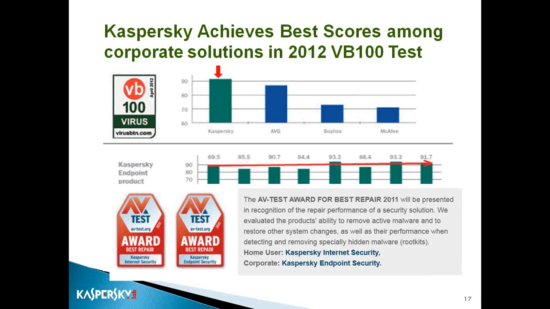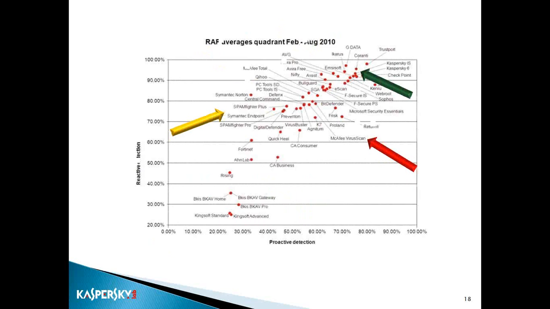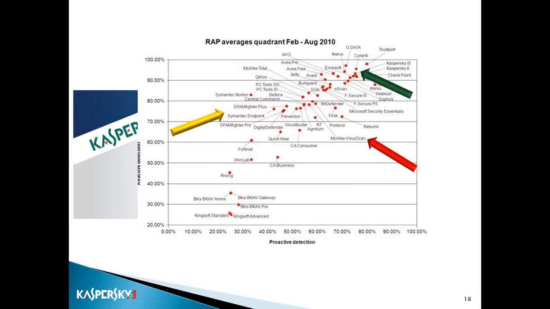Kaspersky achieves the best score against AVG, Sophos and McAfee, for example, in this independent survey for best repair. So, the ability to actually remove active malware and to restore the system back to its original state. Kaspersky obviously rates very, very well against the competition. Gartner is another leading provider. This is the Gartner quadrant, which talks about how Kaspersky ranks against the competition. In particular there, it takes on McAfee and Symantec, and you can see Kaspersky's way ahead.